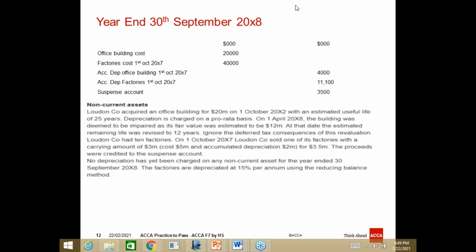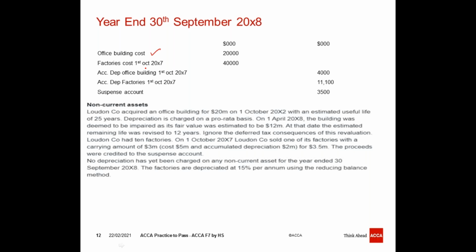Now here is a recent exam question for all of you in which you are required to solve this question. We'll have two assets: the first one is office building at cost and the second is factory at cost. The year end is 30th September 2008. This question was examined in the recent past paper for December 2020.